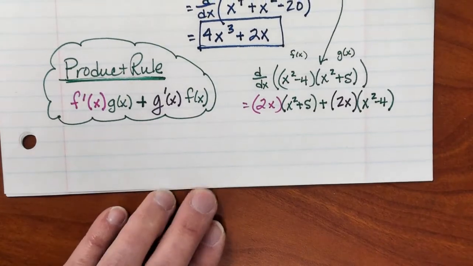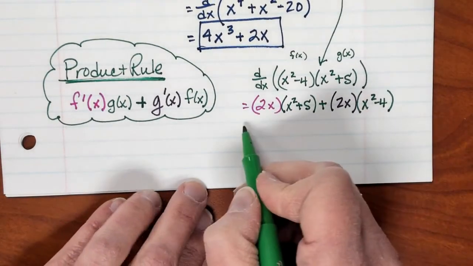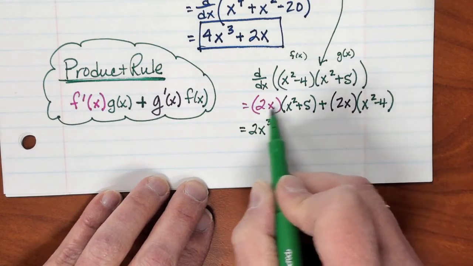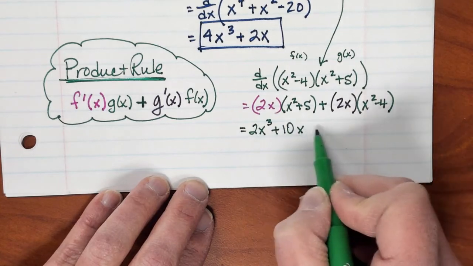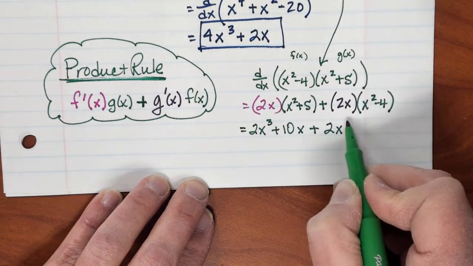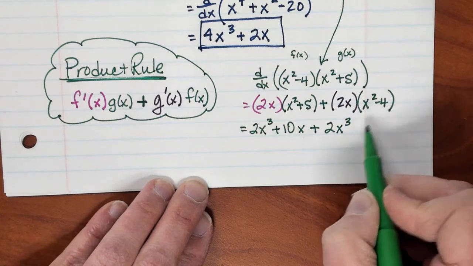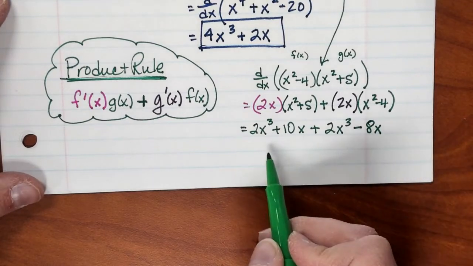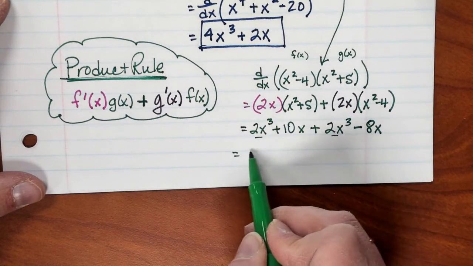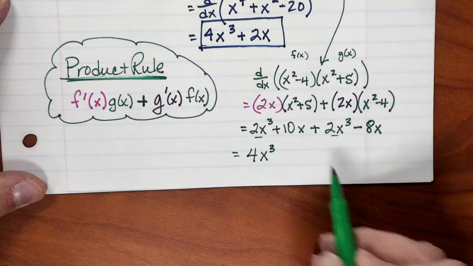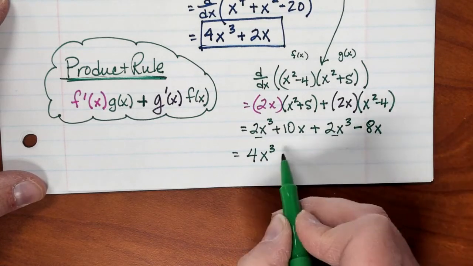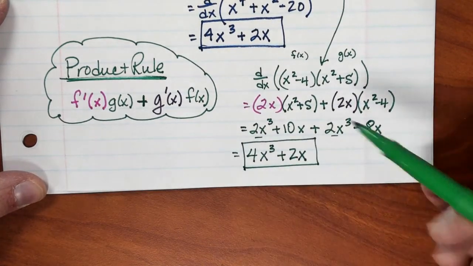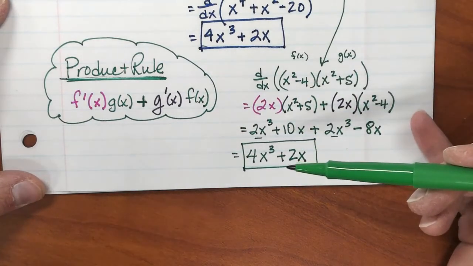Now basically we're done, and now we just have algebra to do. We're just going to combine like terms. So this is 2x cubed. This is 10x plus 2x cubed, and 2x times negative 4 is negative 8x. Now combine like terms. So I have 4x cubed, and I've got a positive 10 and a negative 8, so I have a positive 2x. Well, look at that. We got the exact same derivative. We must have done it right.